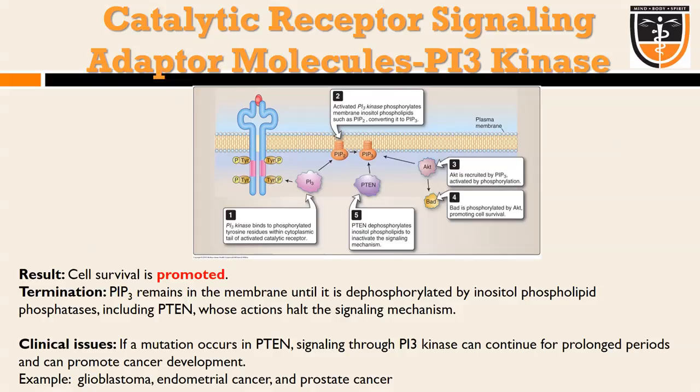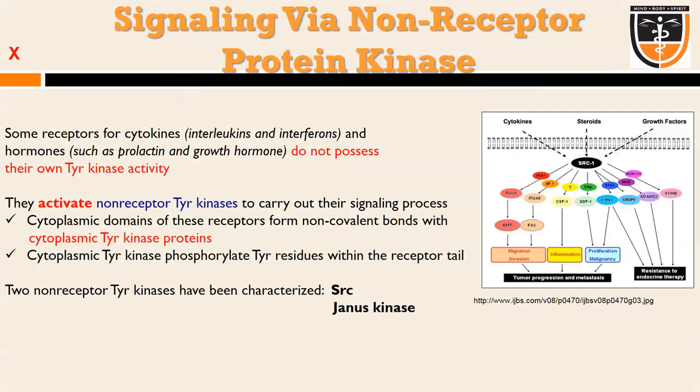PIP3 will still cause BAD not to work. So the cell will survive. That's a serious problem. And we found that mutations of PTEN are found in glioblastoma multiforme, tumors of the brain, and in endometrial cancer and prostate cancer. So these cells will prevent their own suicide by mutating PTEN.